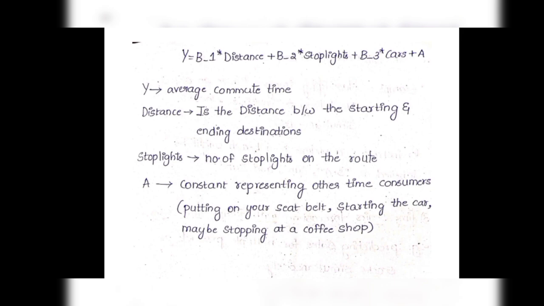You should calculate all these things to estimate the average commute time of the driver from east to west. To estimate the average commute time, we need all these factors, remember. Here a is a constant, representing other time consumers, like putting on your seat belt, starting the car, maybe stopping at a coffee shop. So this shows the rest of the things the driver is doing before starting the car. This is the main overview of multiple regression, and you can write that equation using this example.